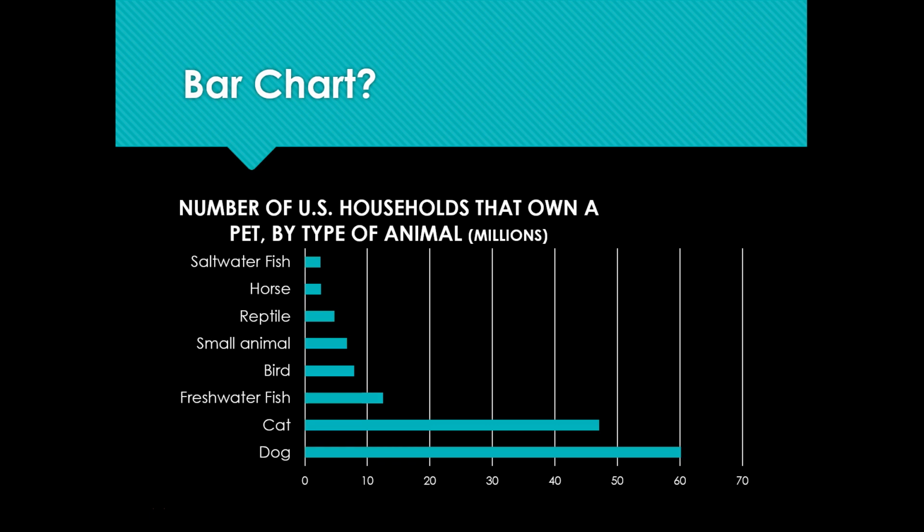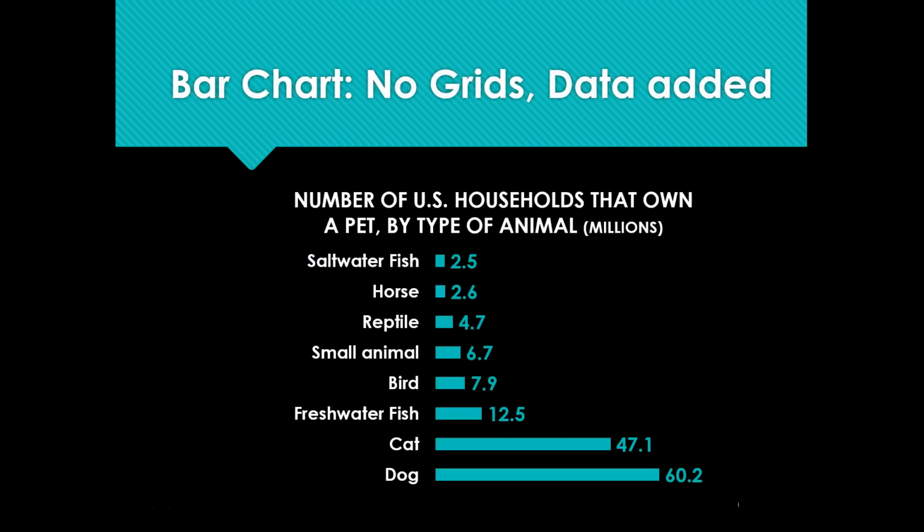When you're creating a chart, you might even consider whether you need all of the chart elements. So here's an example where I took out the grids and I actually added the data points. So I could talk about specific data points and people don't have to actually guess at the number.